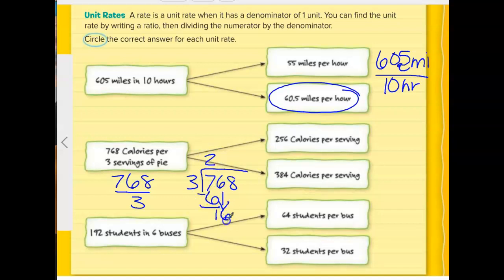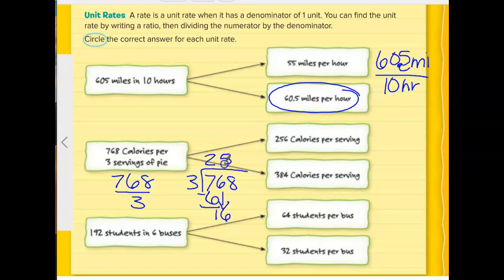Bring down my other 6. 3 can go into 16. How many times, Dalton? I don't know. Okay, I'll wait for you. 4. 4 times 3 is? 12. Can it go in there more? Okay, how many more? 5.